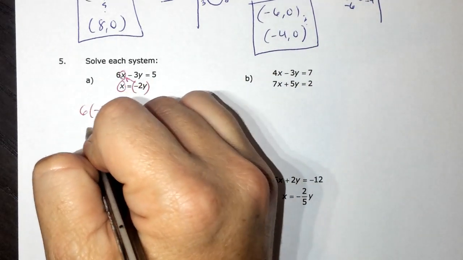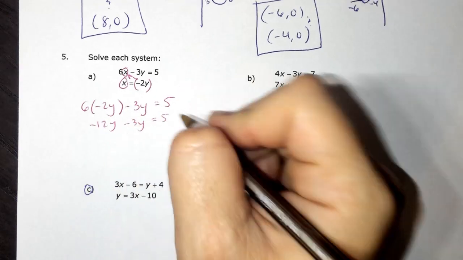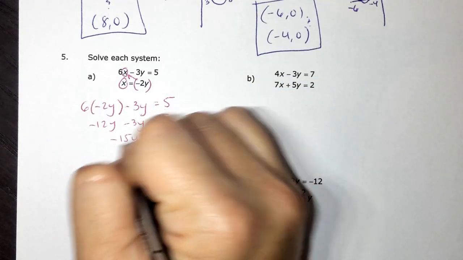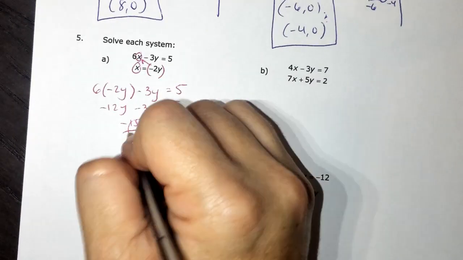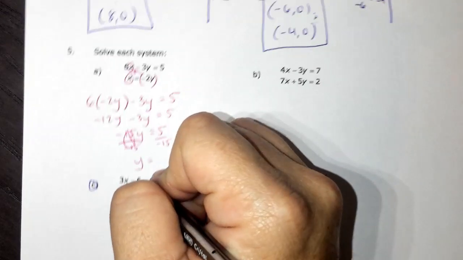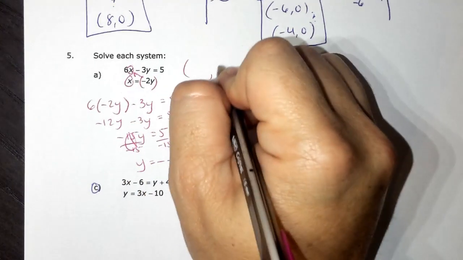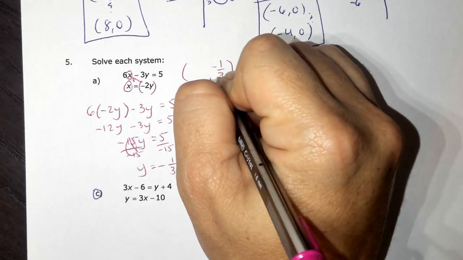to solve. So this gives me negative 12y minus 3y equals 5. That gives me negative 15y equals 5. Divide by negative 15, divide by negative 15. And I get y equals negative 1/3. So I know that that is half my answer because my answer is an x comma y. It's a point. So negative 1/3.